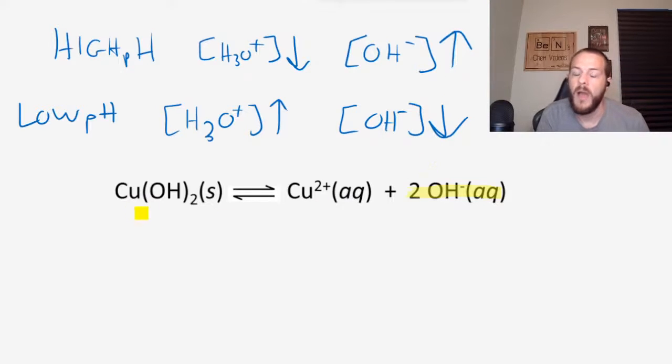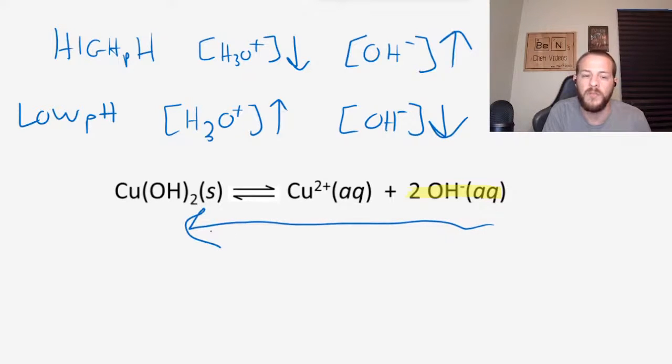In other words, at a high pH, copper 2 hydroxide is going to be less soluble than it would be in an acidic or a neutral solution. Again, because by having that high pH, you're adding more product. You're disturbing this equilibrium, causing it to shift in the leftward direction. So this equilibrium is going to shift left, and you'll have a lesser solubility as a result of that.